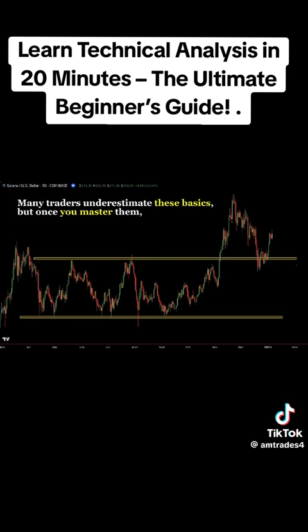Many traders underestimate these basics, but once you master them, they give you a clear roadmap of price action, allowing you to analyze any chart with confidence.